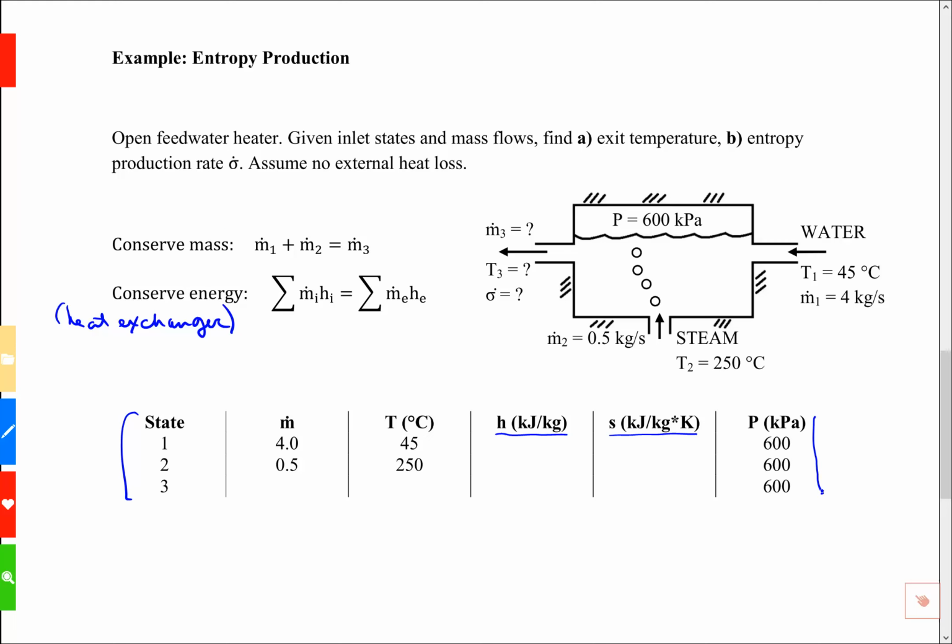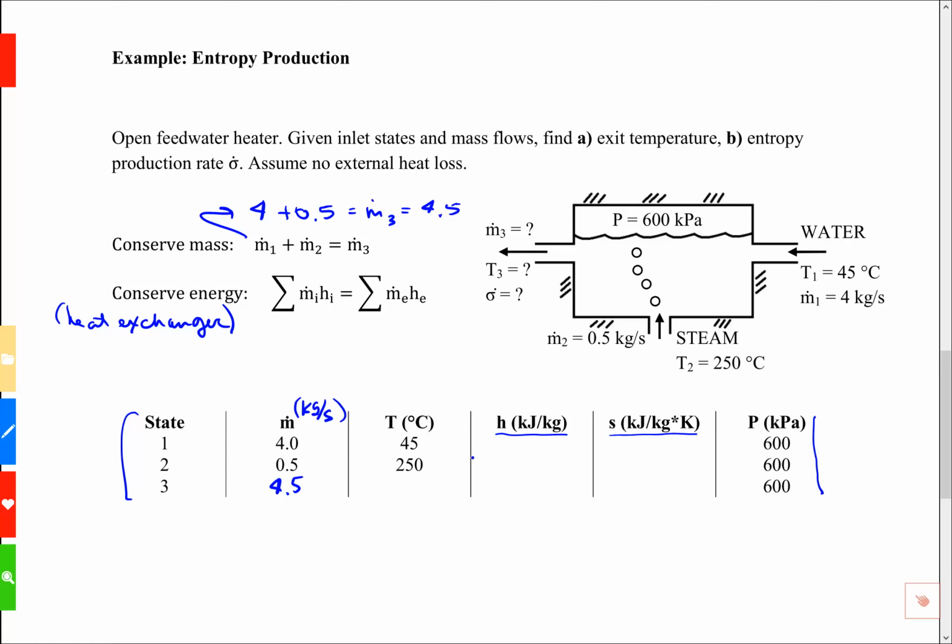Let's start with mass conservation. We can just add up the two mass flows we know. 4 plus 0.5 is going to be equal to m dot 3, which is 4.5. So I can put in here 4.5, and these are in kilograms per second. That takes care of mass conservation. Now, before I do the energy conservation, I want to fill in H and S for the states that we know.